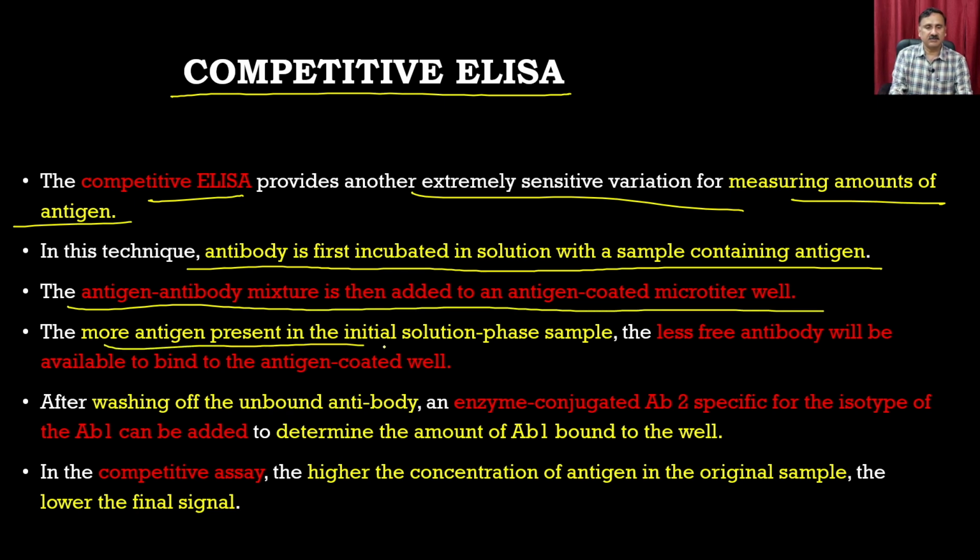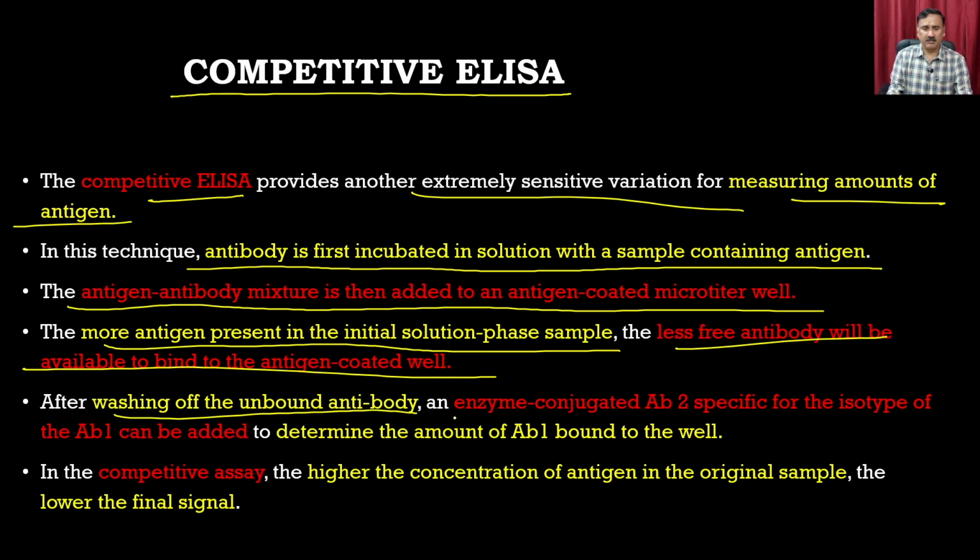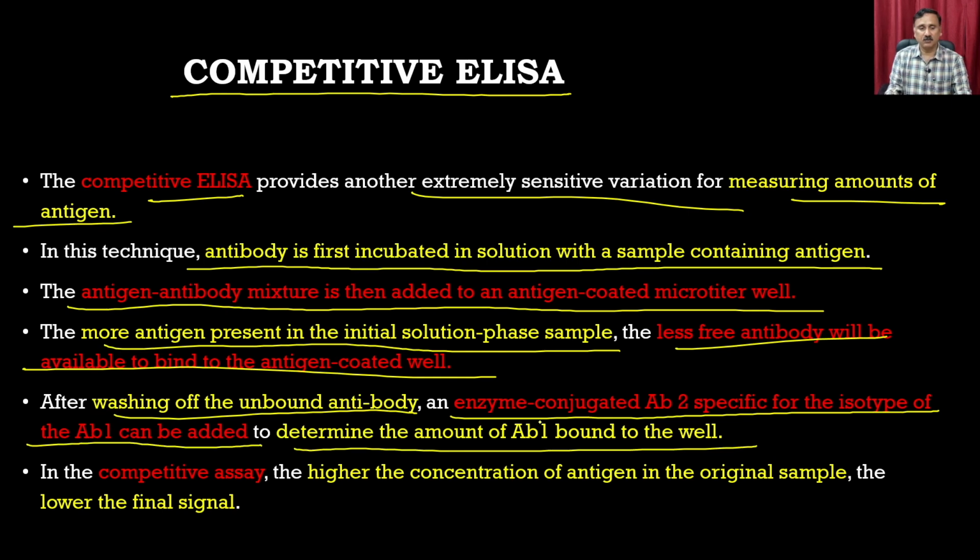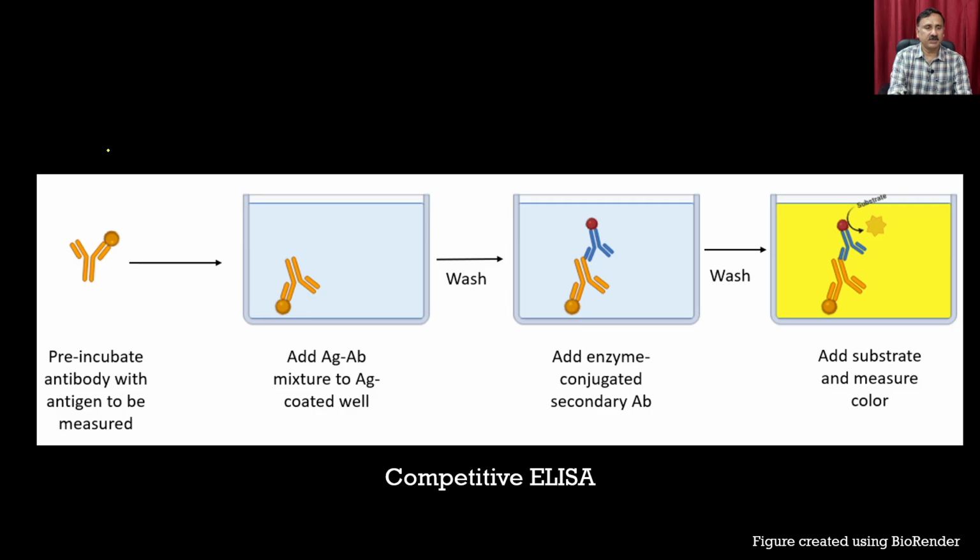The more antigen present in the initial solution, the less free antibody will be available to bind the antigen-coated well. After washing off the unbound antibody, the enzyme-conjugated secondary antibody specific for the isotype of the antibody can be added to determine the antibody bound to the well. In the competitive ELISA system, the higher the concentration of the antigen in the original sample, the lower the final signal, right? So this is the competitive ELISA.